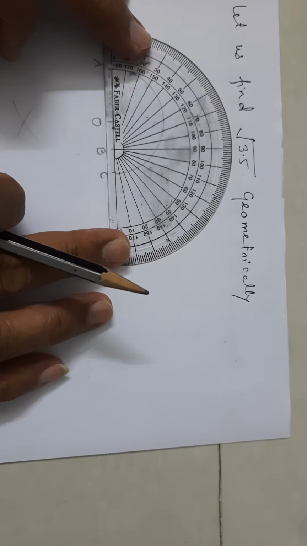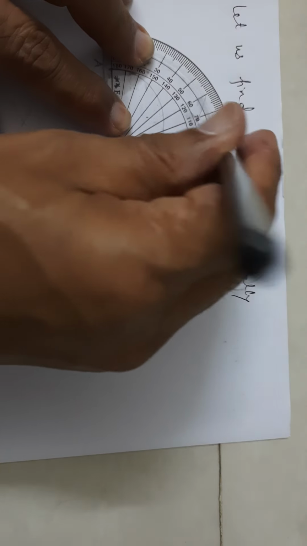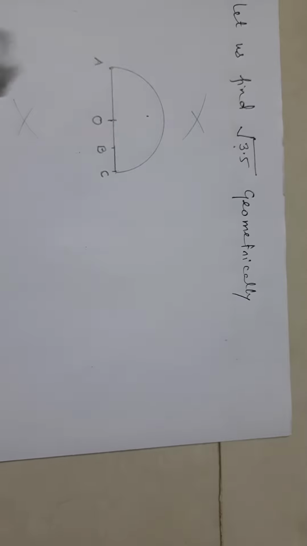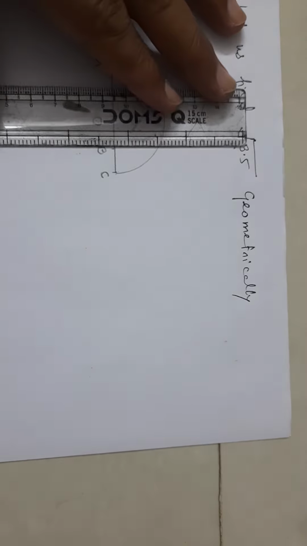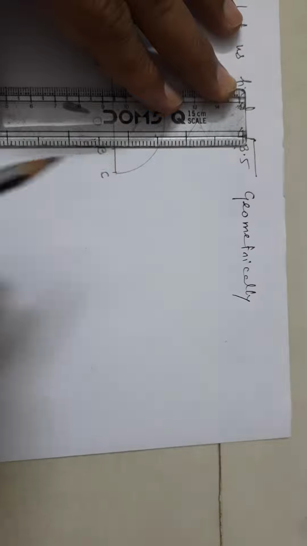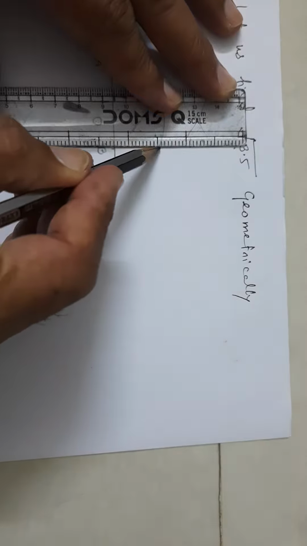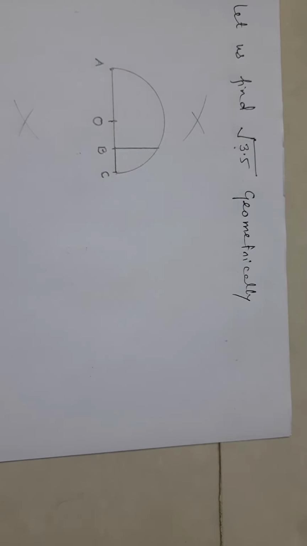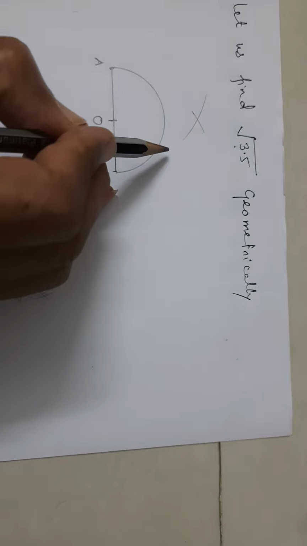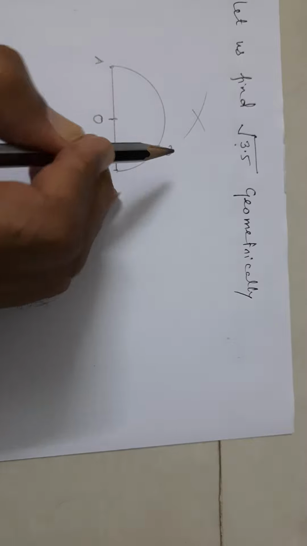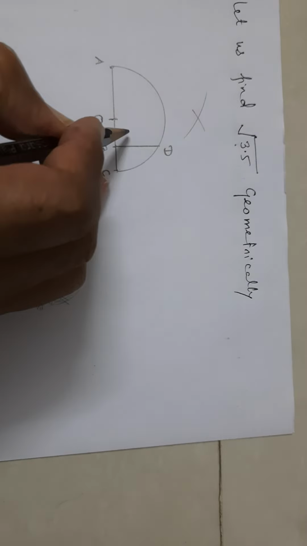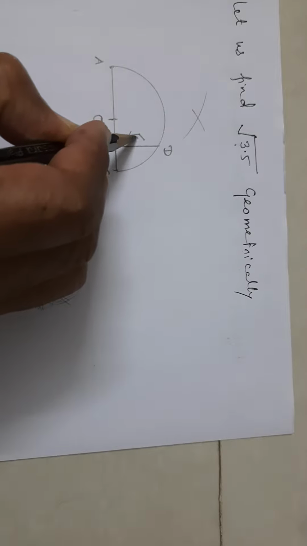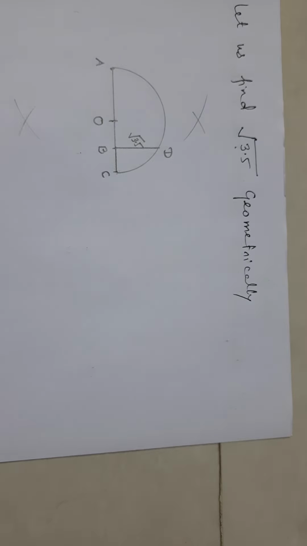So I need to measure a right angle. So I am putting a point at 90 degrees. And then with that point and B, I draw a line segment which touches this semicircle. And the point at which this line segment touches the semicircle, I put it as D. So this particular length we get as root 3.5.